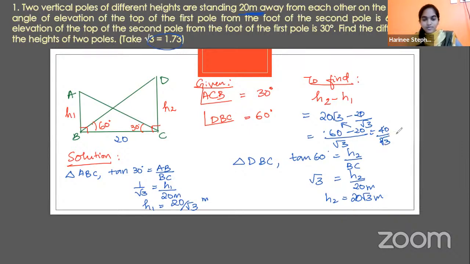How do you rationalize the denominator? Any one of you? I think conjugate, ma'am. Yeah, I heard someone saying multiplying by conjugate. So that is helpful when the denominator has two terms like root 3 minus 1 or root 3 plus 1. Okay, here we just multiply and divide by root 3. That's all. So 40 into root 3 upon 3. So you can multiply 40 into 1.73 and then divide it by 3. Find out the final answer. I'll give you 2 minutes time.